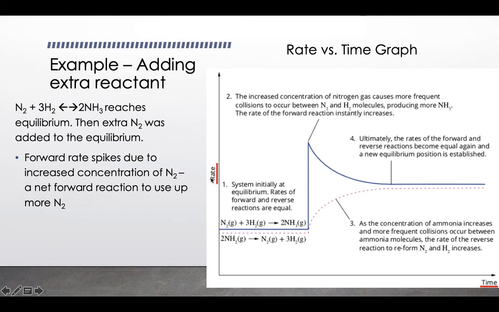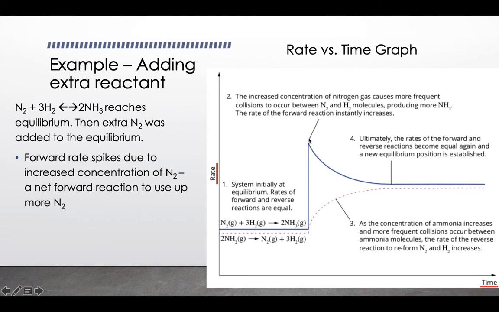Okay? So on this rate versus time graph, we see that initially the system was at equilibrium. That is, the rates of the forward and backward reactions are equal. Then you added extra nitrogen, so the concentration of nitrogen increased, and the rate of the forward reaction suddenly increases. But once the forward reaction instantly increases, the increased forward reaction will consume the nitrogen that was added. So this is how the system counteracts the change to the equilibrium system.